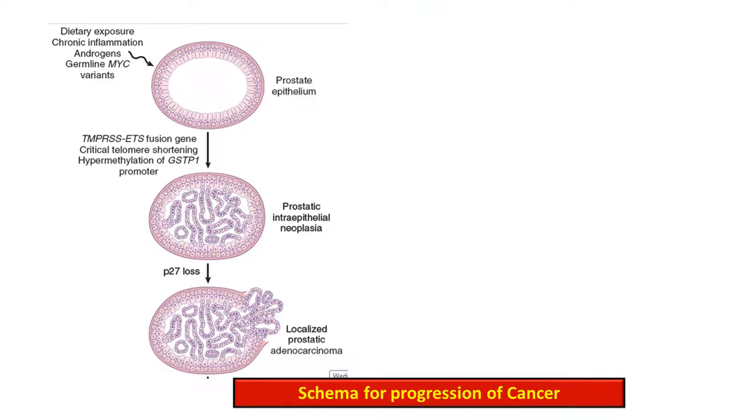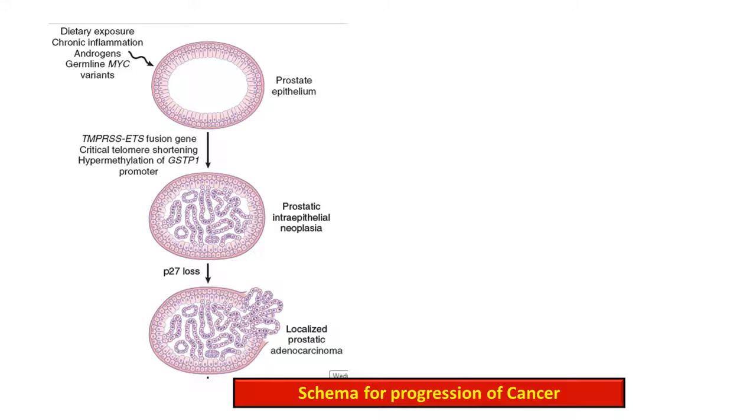This is the schema, or series of events, that lead to the progression of cancer of the prostate due to certain dietary exposure, inflammation, androgen, or genetic or epigenetic events. The prostatic epithelium is disturbed. There is also hypermethylation of the GSTP1 promoter or TMPRSS2-ETS fusion gene formation that will result in PIN, or prostatic intraepithelial neoplasia, and after P27 loss there is formation of localized prostatic adenocarcinoma.